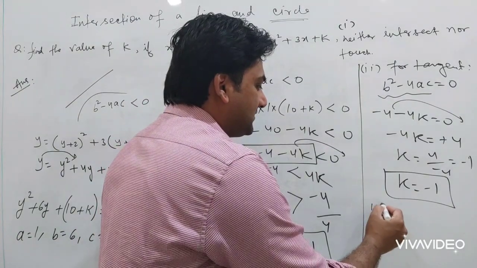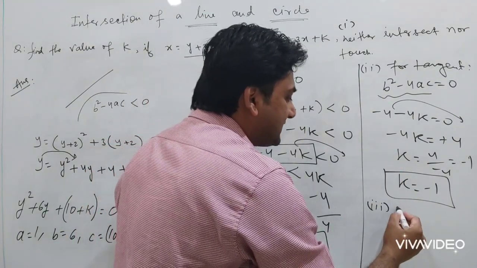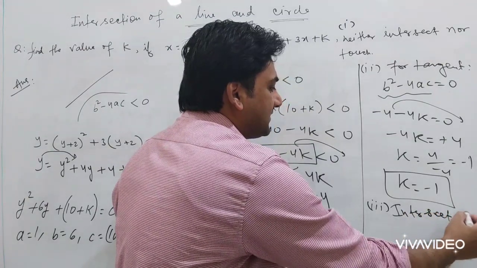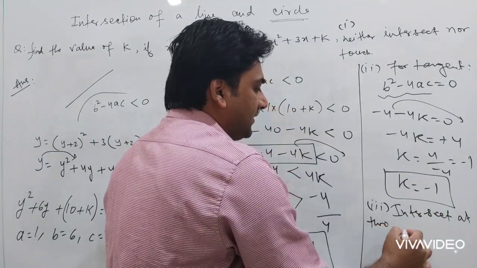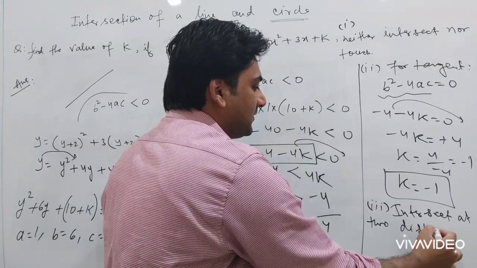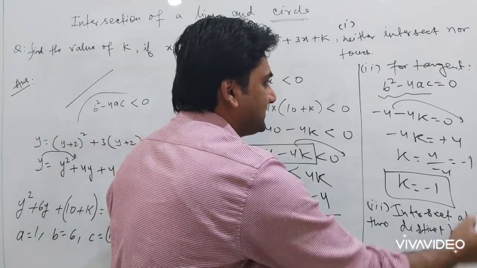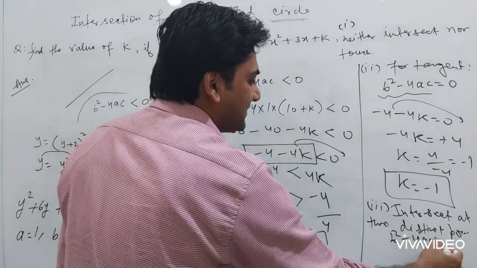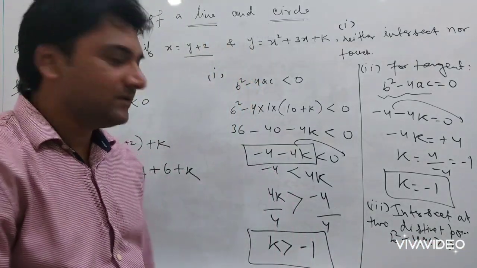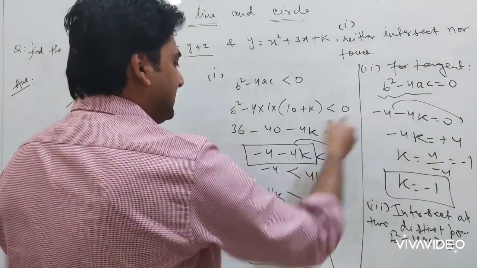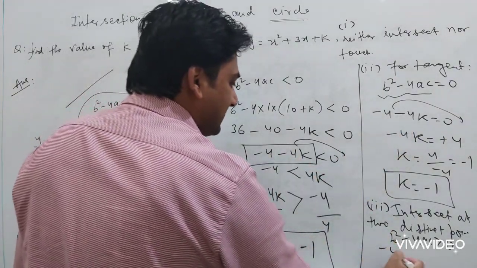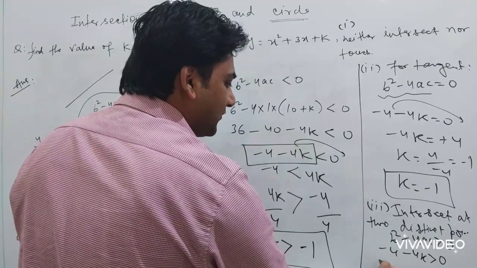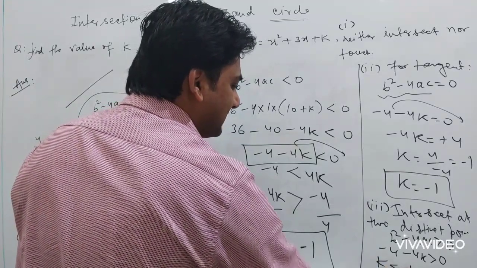And third question is, intersect at two distinct points. Two distinct points means b square minus 4ac greater than 0. Yes or no? And already we found b square minus 4ac. That's minus 4 minus 4k greater than 0. You can solve here. You will get k less than minus 1.